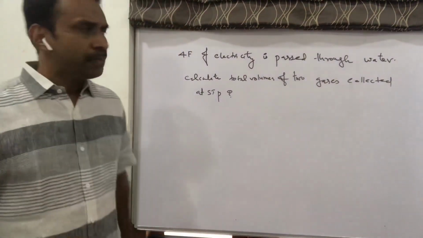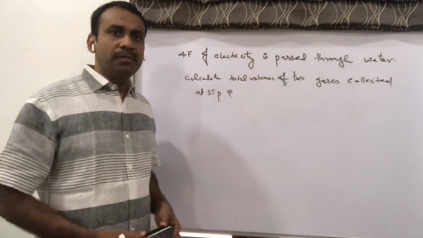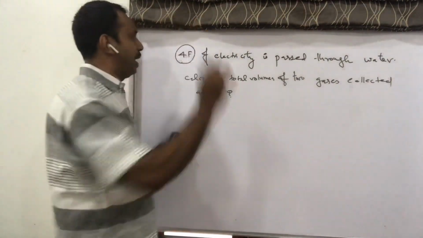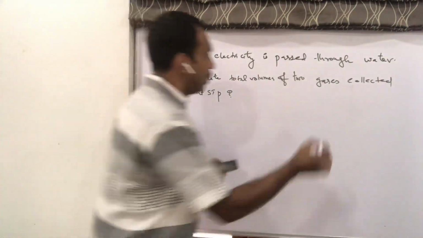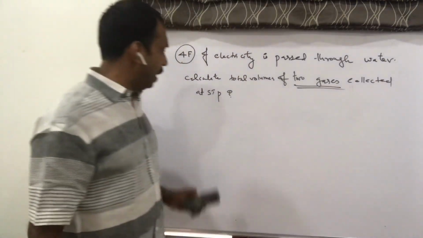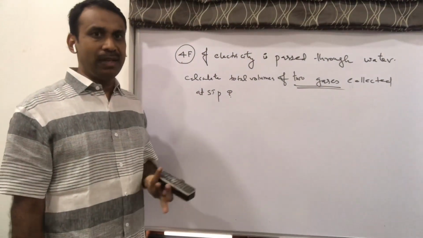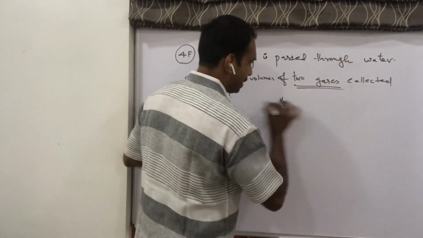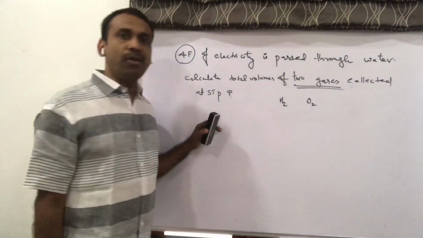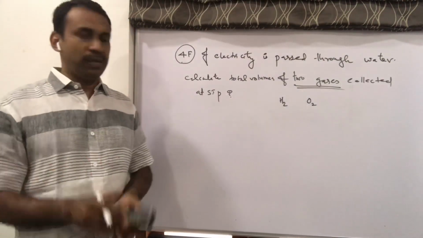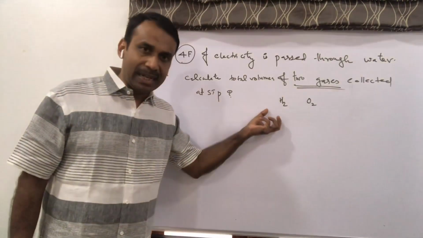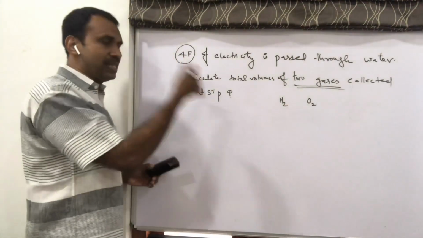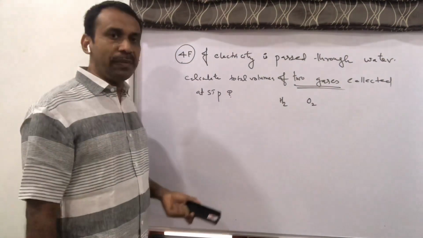Then find out the answer. Or how can we solve this problem? You see, first you know the number of Faraday is 4. Then what are the 2 gases obtained by electrolysis of water? Very simple thing. On electrolyzing water, we get 2 products, 2 gases: hydrogen and oxygen. So we have to find out the volume of hydrogen collected, then the volume of oxygen collected. You see, what are the steps utilized for solving this problem?